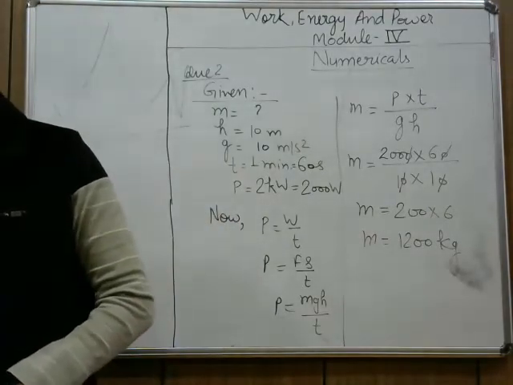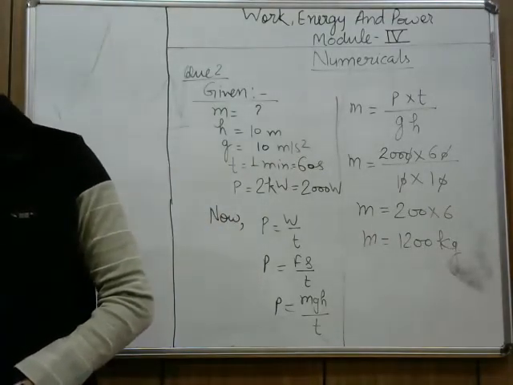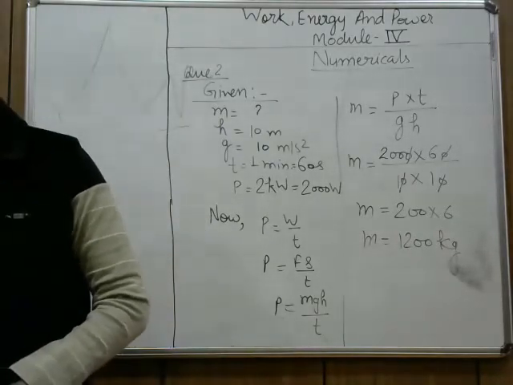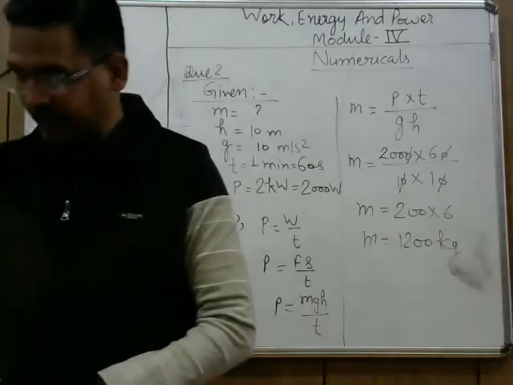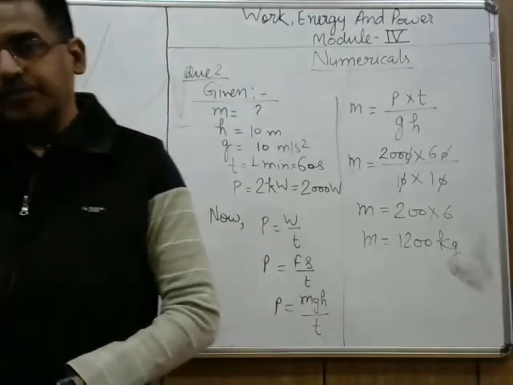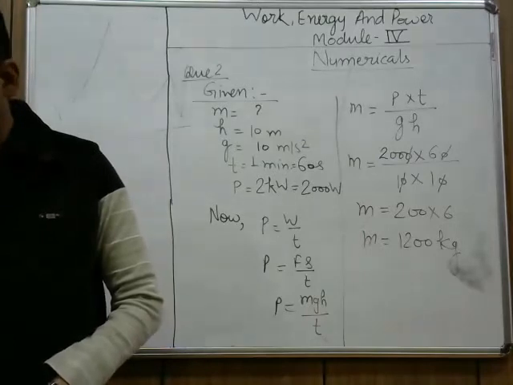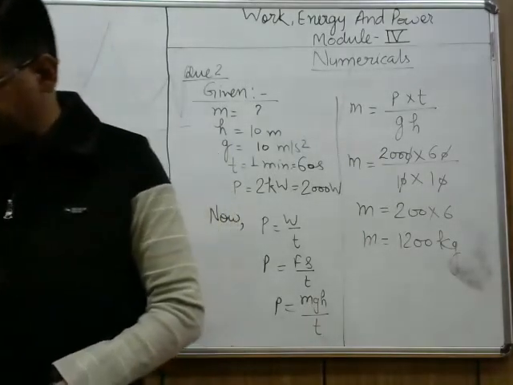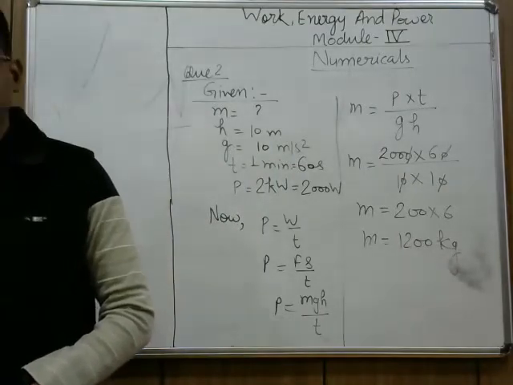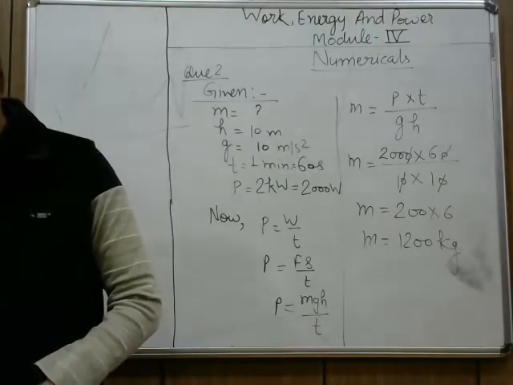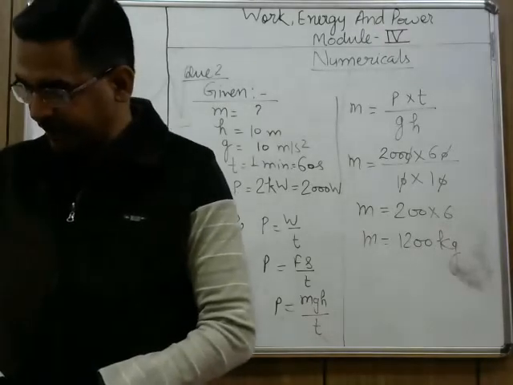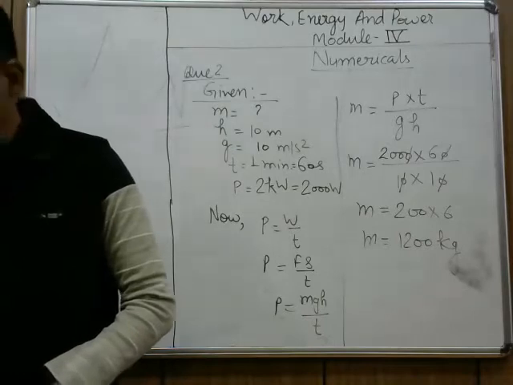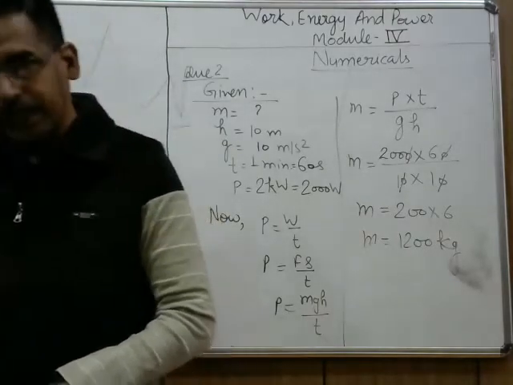Calculate the horsepower of the heart. The density of blood is 1.03 into 10 to the power 3 kg per meter cube. Take g equals 9.8 meter per second square. I repeat the question. The human heart forces 4 into 10 to the power minus 3 meter cube of blood per minute through the arteries under a pressure of 0.13 meter. Calculate the horsepower of the heart.